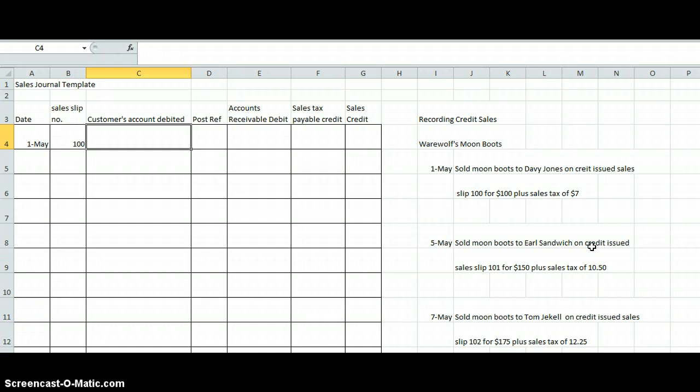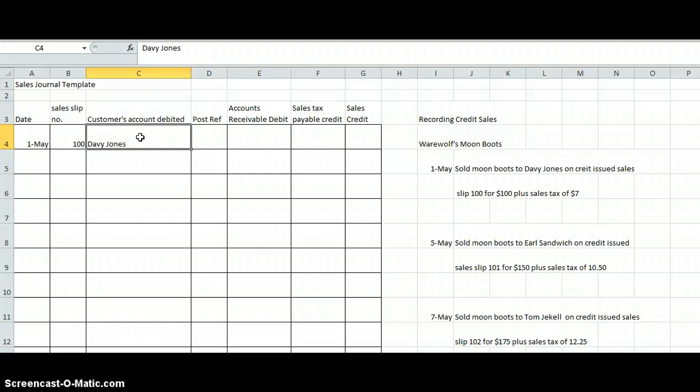Our customer's account to be debited is Davy Jones, and we want to make sure that we record his name here because we're going to have to, in this chapter, keep track of who our accounts receivable and payable are. We're going to take a look at a subsidiary ledger. The subsidiary ledger would be underneath the accounts receivable ledger, and it would list all of the people who owe us money and the amount that they owe, and it should add up to the total of accounts receivable.